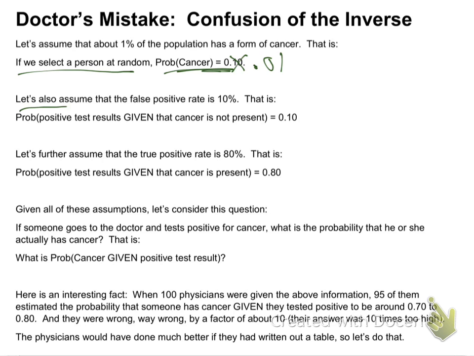Next, let's also assume the false positive rate. The false positive rate is 10%. That is, the probability of a positive test result, given the cancer is not present, is 10%. That's called a false positive.